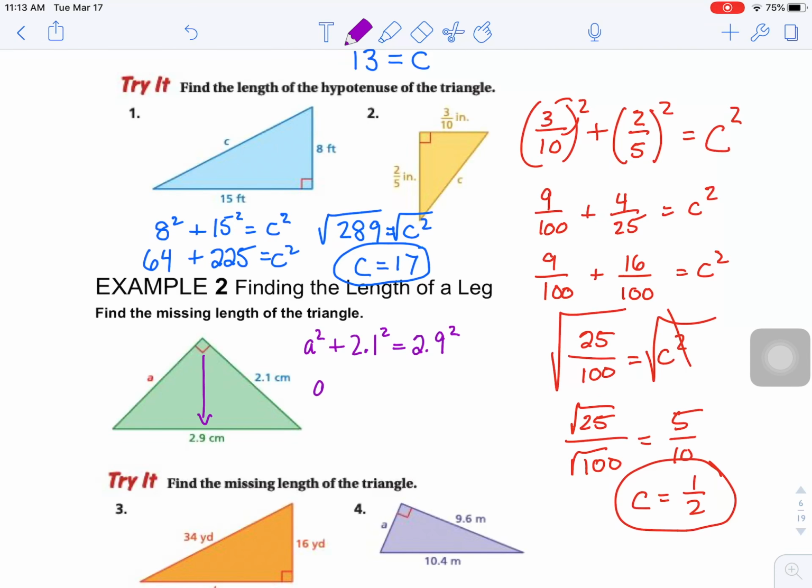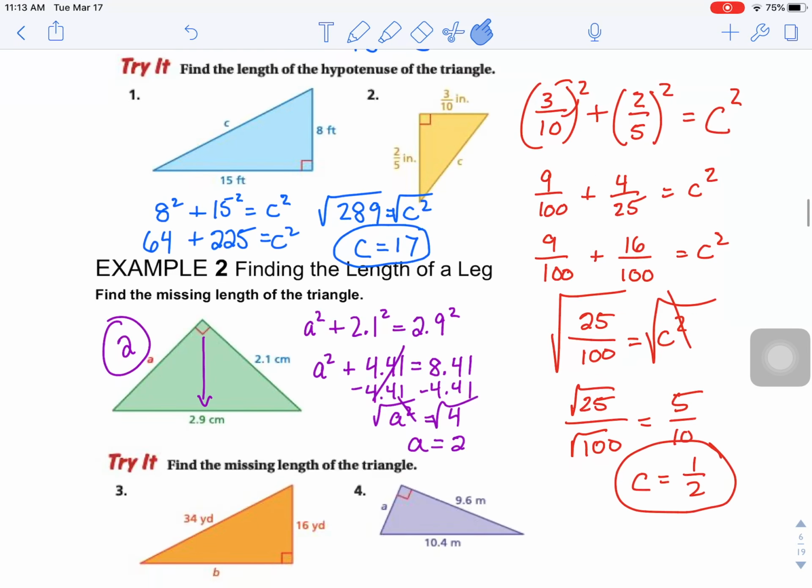If I evaluate that, I get a squared plus 4.41 equals 8.41. I can subtract 4.41 from both sides, so I get a squared equal to 4. Again, square root both sides to isolate a, and a is equal to 2. So my missing side length here is 2.